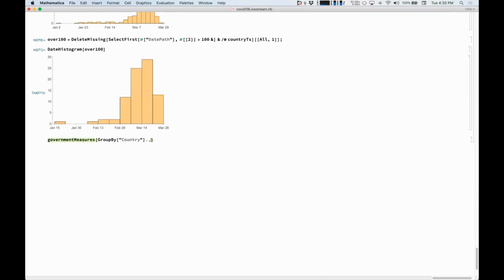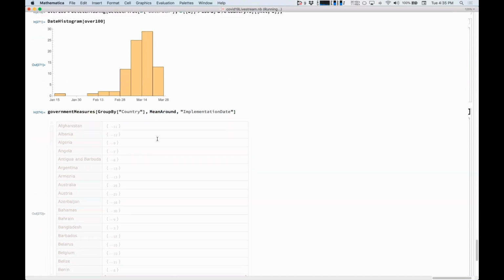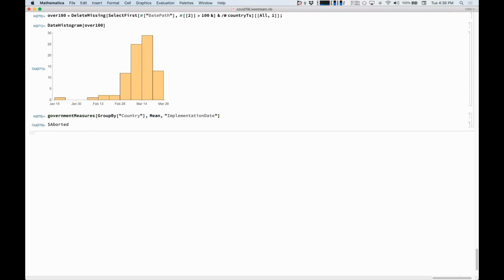Why don't we do this? We'll start with, and let's just say. That's wild. Is that going to work? Do you think mean works for dates? Let's just do mean for now. Does mean work for dates? I think it does. I don't know. I really don't know. Actually, I've never tried it on dates. Let's try over 100.